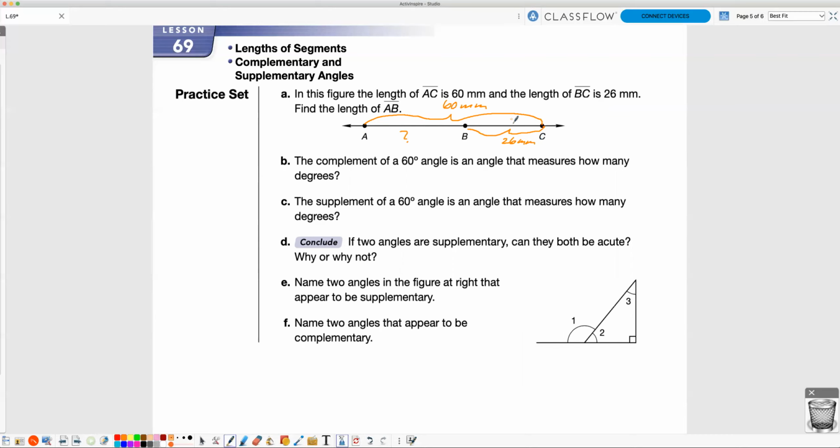So if I know the total length and I know this piece right here, that just means I'm going to take 60 millimeters minus 26 millimeters to find out that segment AB.